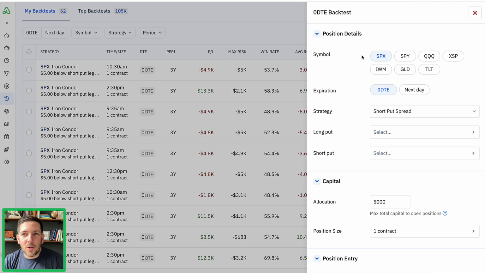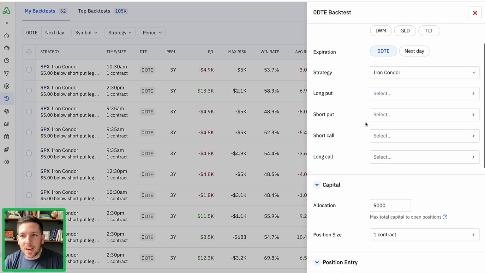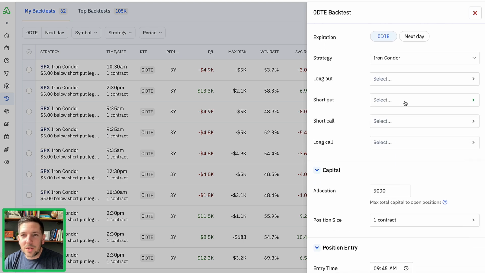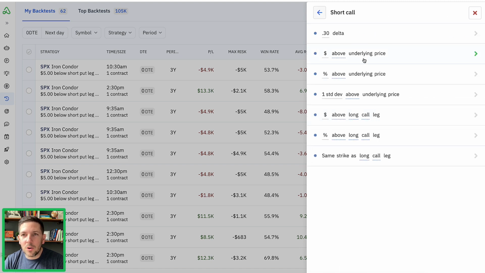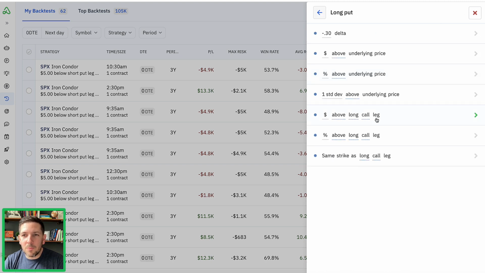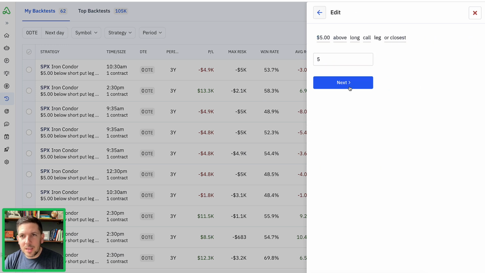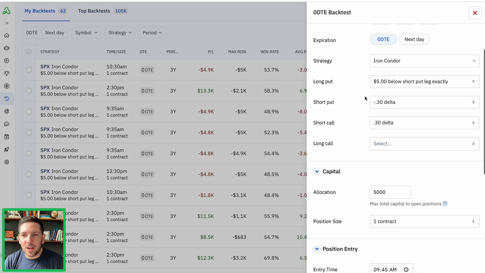So let's just go ahead and start with a new position that we're going to backtest. We'll do SPY, 0DTE. Let's do that same iron condor setup that we had in the last video. So that was our short strikes. We're at about a 30 delta or closest. Our short call strike was at a 30 delta or closest. And then our long put, we were doing it $5 below the short put leg exactly. So that gives us our nice $5 wide spread.